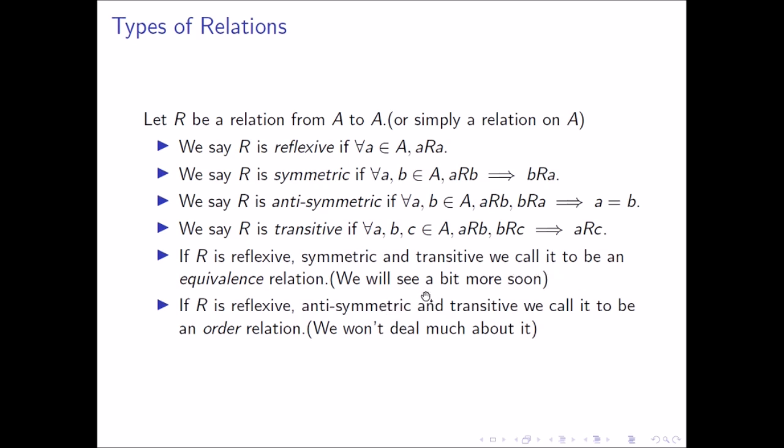Why? Consider equal to on real numbers. a equal to a, obvious. a equal to b implies b equal to a, again obvious. a equal to b and b equal to c tells us a equal to c. So don't you see why this nomenclature makes sense?